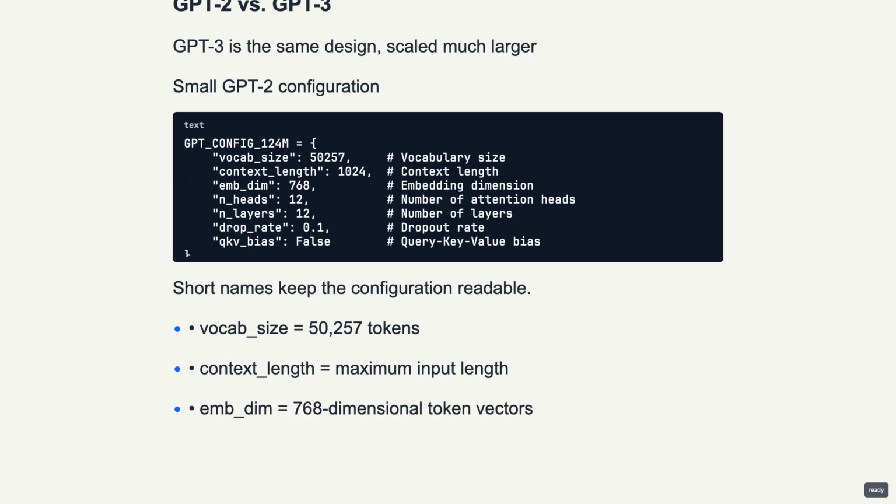Each token gets mapped into a 768-dimensional space, which is the working width used throughout the network. That size is what makes the hidden representations rich enough for attention and transformation layers to operate on.